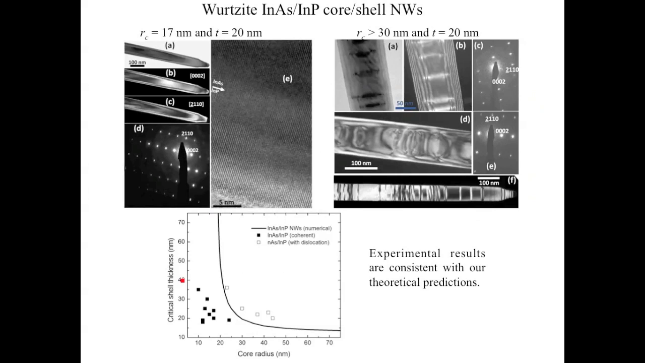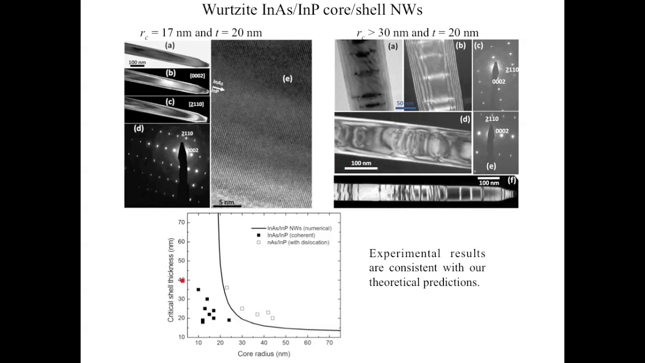Here I'm showing some experimental results. This is a wurtzite indium arsenide, indium phosphide core-shell structure. Here the core radius is 17 nanometer, shell thickness is 20 nanometer. The structure is coherent. We don't see any dislocation here. But for a thicker core radius of 30 nanometer above, we see these dislocations here and here. You can see the contrast exactly stops right at the interface. It's not just dislocation loops around the core.